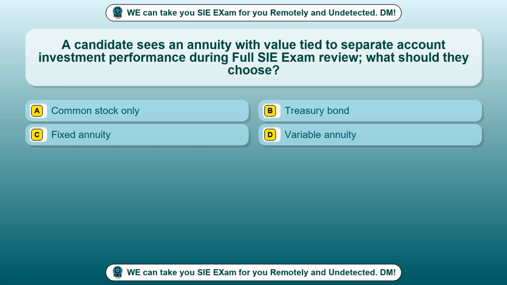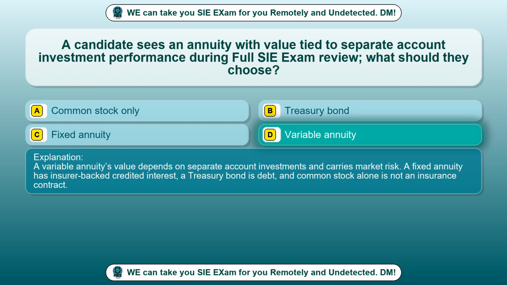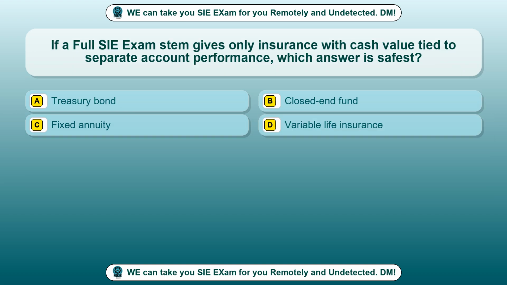Option D, variable annuity. The correct answer is option D, variable annuity. A variable annuity's value depends on separate account investments and carries market risk. A fixed annuity has insurer-backed credited interest, a treasury bond is debt, and common stock alone is not an insurance contract.